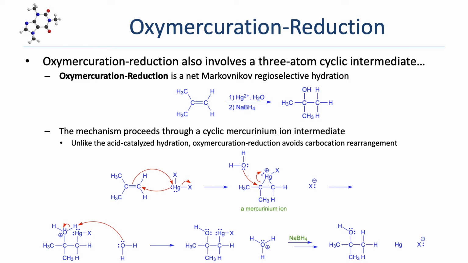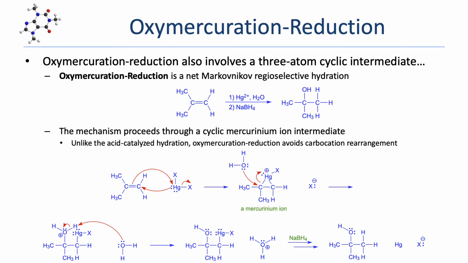The mercurinium ion is then attacked by water, again at the more highly substituted carbon of the ring, to give an alkoxonium ion, which is then deprotonated by a weak base like water. At this stage, the product still has a mercury atom attached to the carbon adjacent to the alcohol. The mercury is removed by a reducing agent like sodium borohydride, which replaces the mercury with a hydrogen.